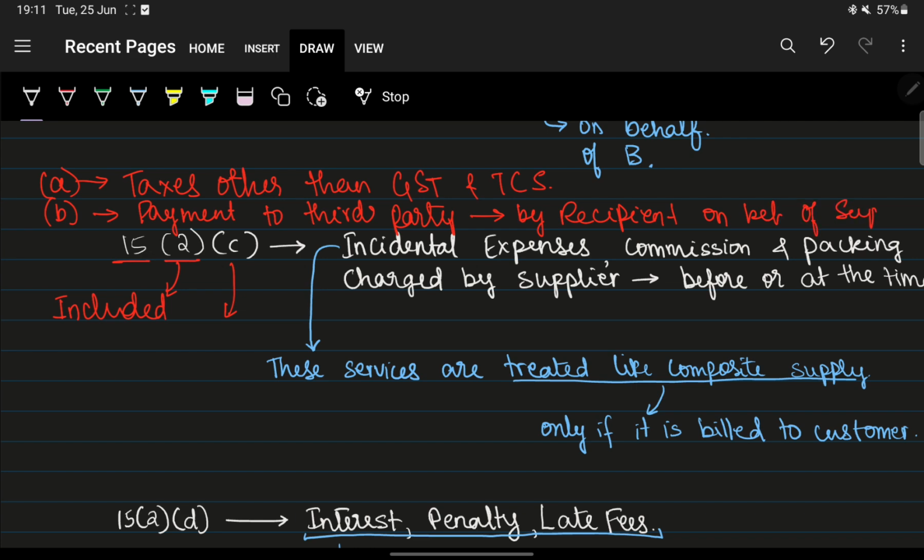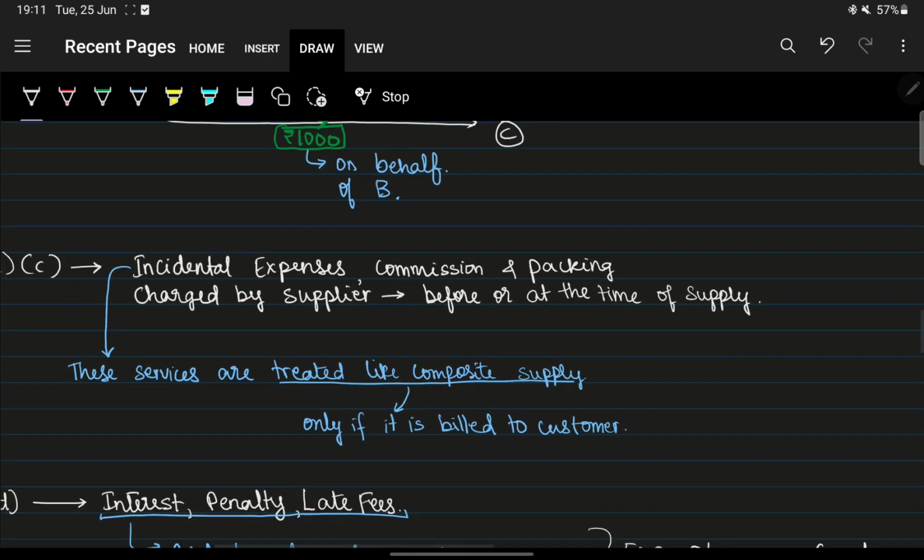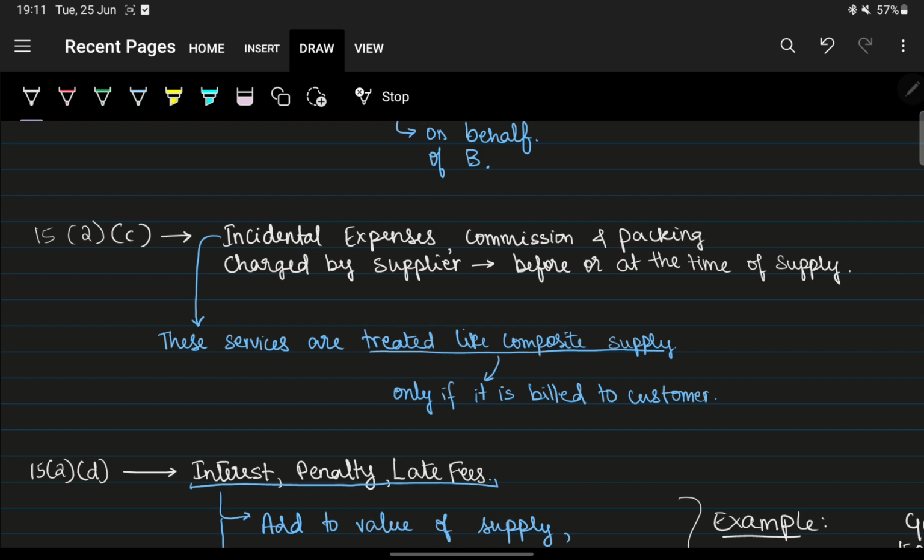Now coming to clause C, we are going to discuss clause C. Clause C talks about incidental expenses, commission and packing or packaging charged by the supplier. This should be only before or at the time of supply. Now when any of these incidental expenses have occurred, or if there's any commission that is charged, or if there's any packaging cost that is charged, it will be treated like a composite supply.